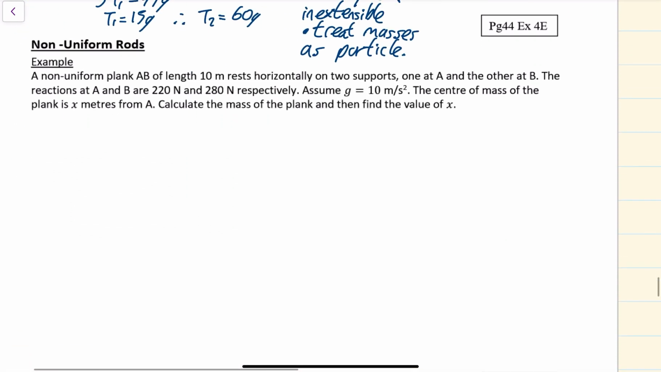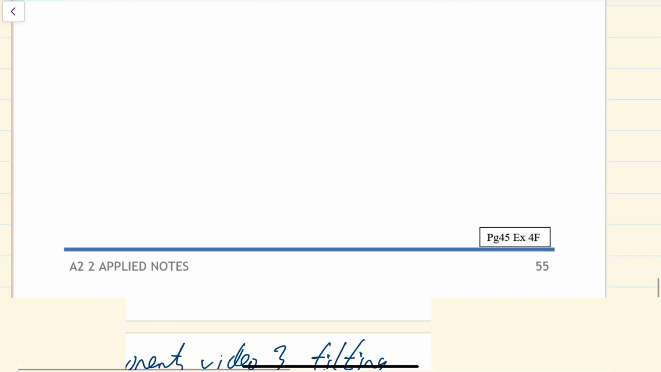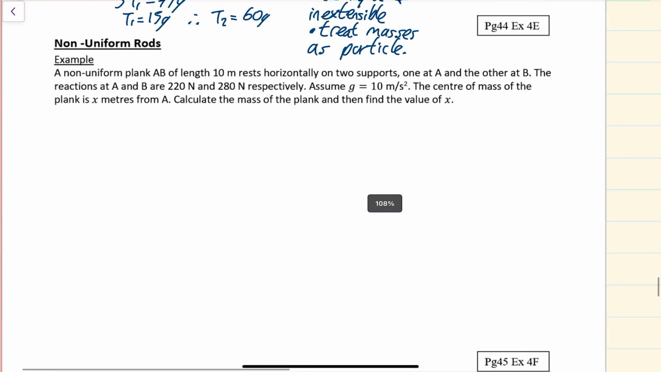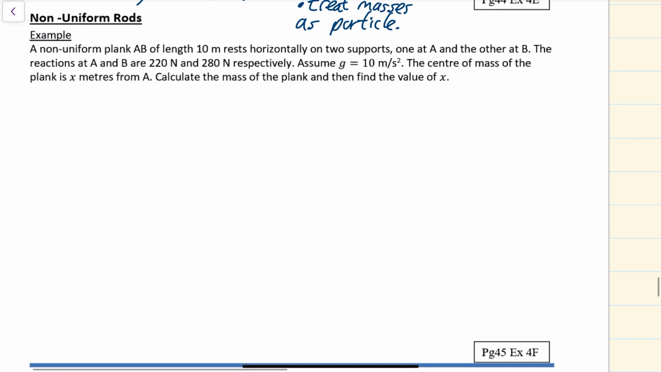Okay, our last example for us to do here is a non-uniform rod. So a little bit different. It says a non-uniform plank, sorry. And non-uniform just means that the mass doesn't act through the center. So it's AB. It has a total length of 10. Rests horizontally on 2 supports, one at A, so we'll mark on my wee support, and one at B.